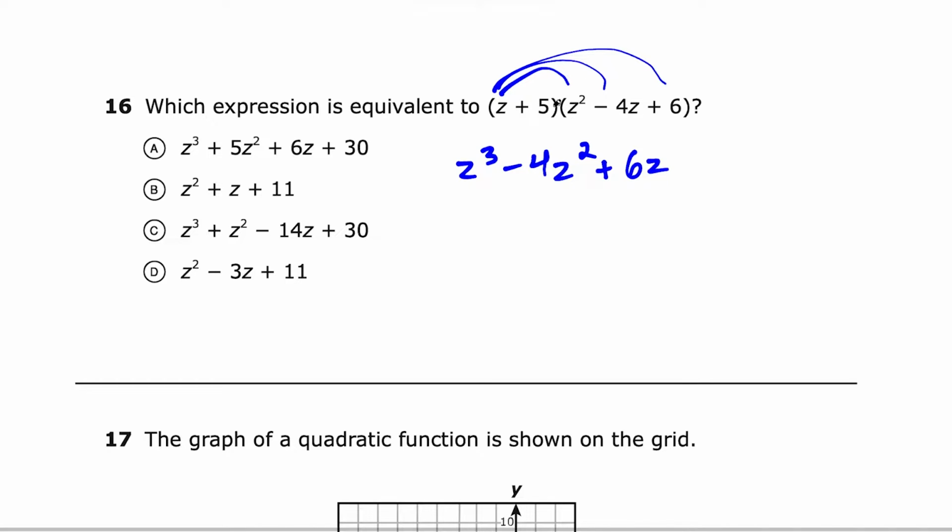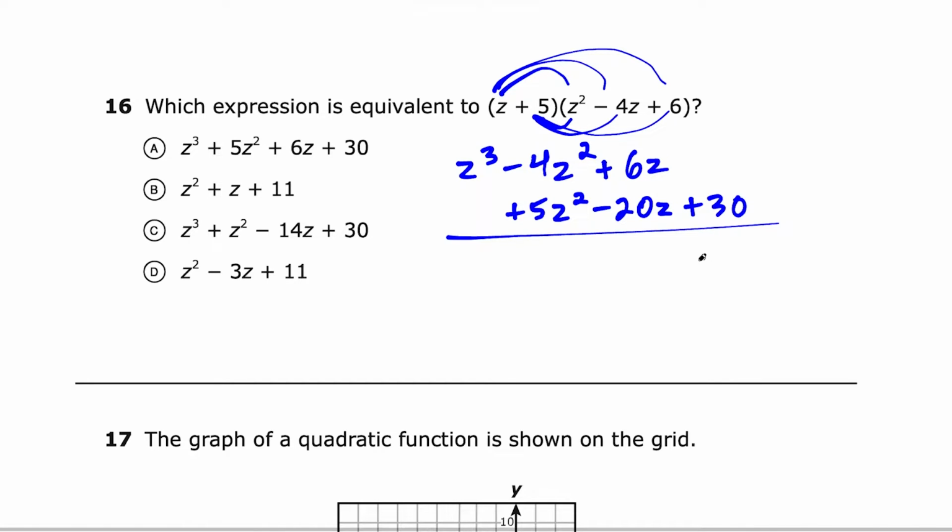And now next we'll distribute the 5. So I do 5 times z squared is 5z squared, but I prefer to write the 5z squared over here so that we're lining up like terms. And now we have 5 times negative 4z is negative 20z, and then we have 5 times 6 is 30. Okay, so once again, I'm just lining up all of the like terms. So we have just a lone plus 30 over here, so that eliminates these two choices.